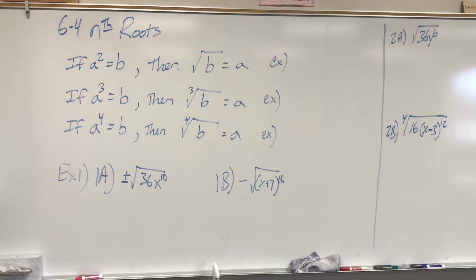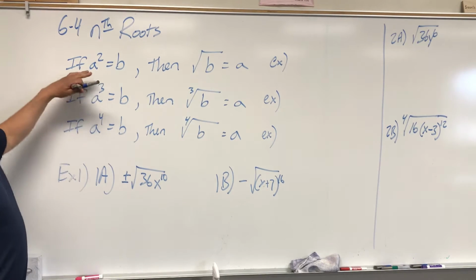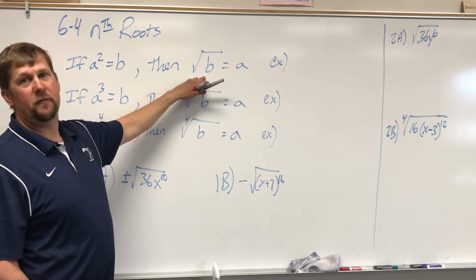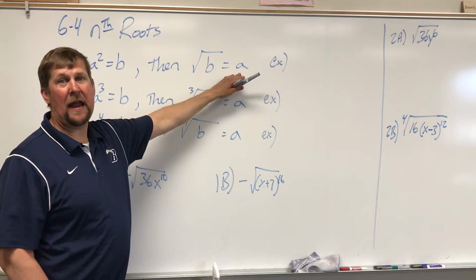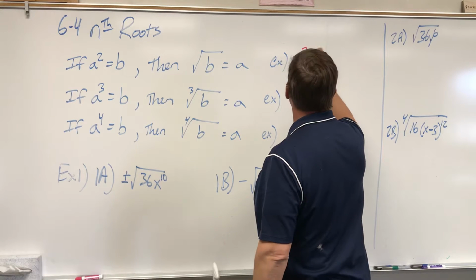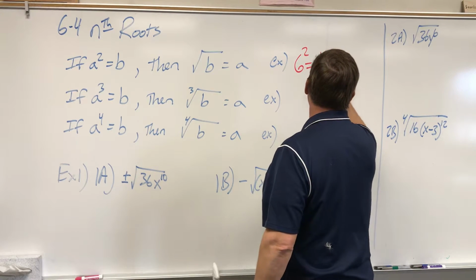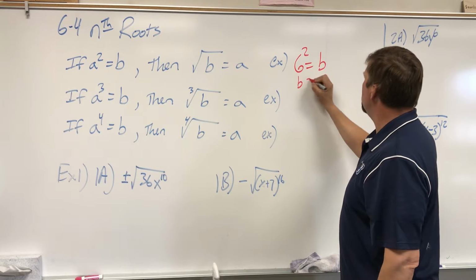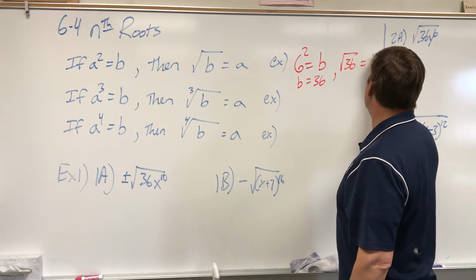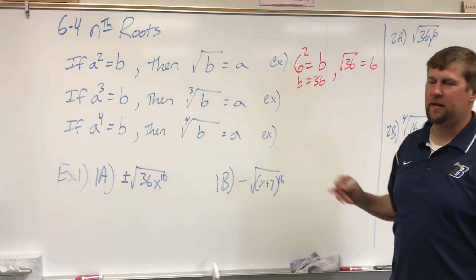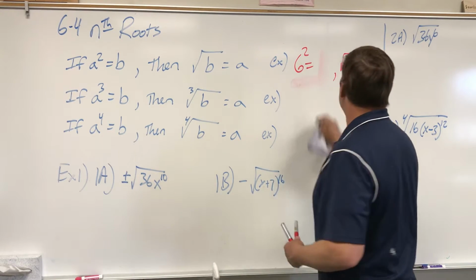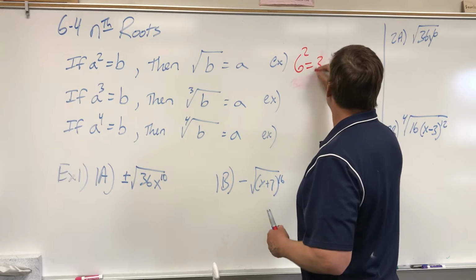All right, basically the concept is if a squared equals b, then we know the square root of b must be a. So for example, if 6 squared is equal to b, since b is 36, then the square root of 36 has to equal 6. It's the same thing. So if 6 squared is 36, then the square root of 36 is 6.